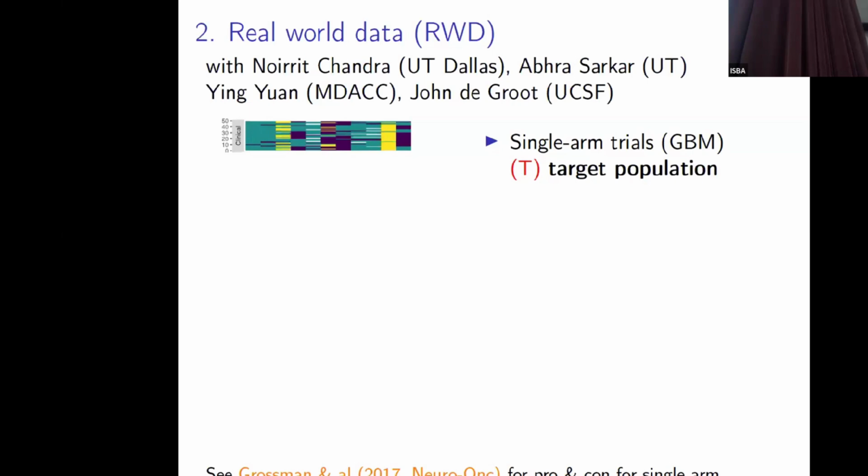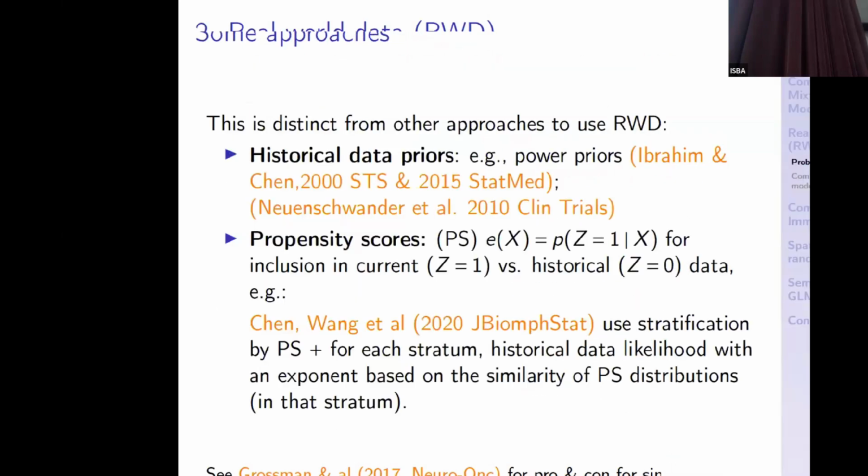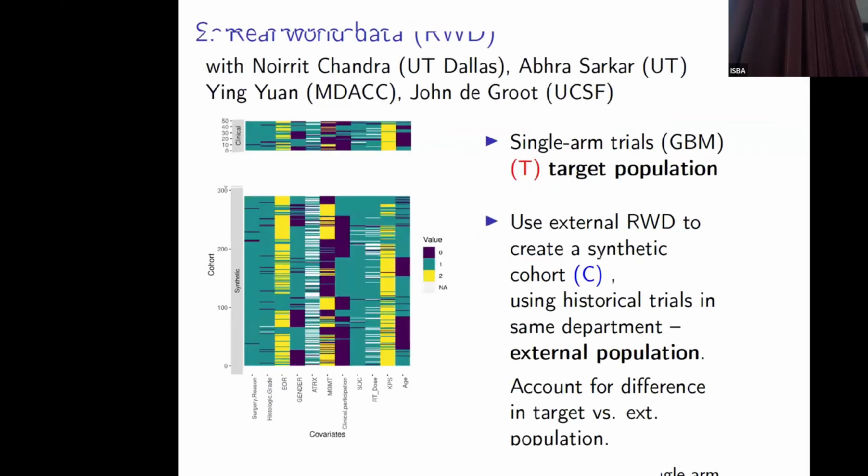And here's my external data. In the case of this application, the external data are actually historical trials run by the same team of clinicians, in the same department. So it's really good historical data. Again, on the vertical axis are some 300 patients in the external data. On the horizontal axis are the baseline covariates.